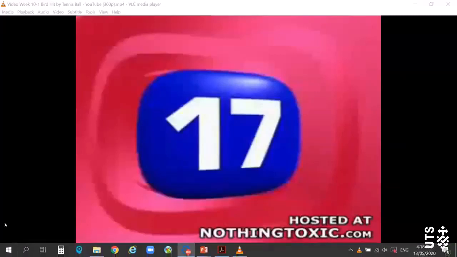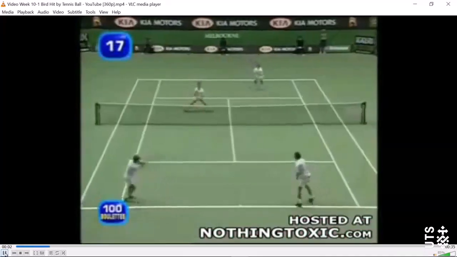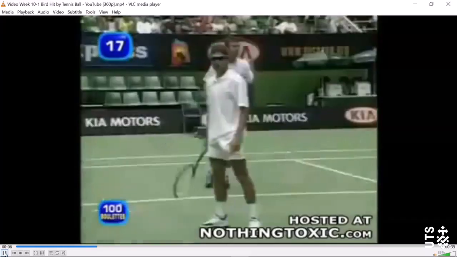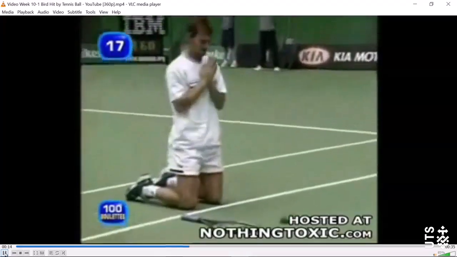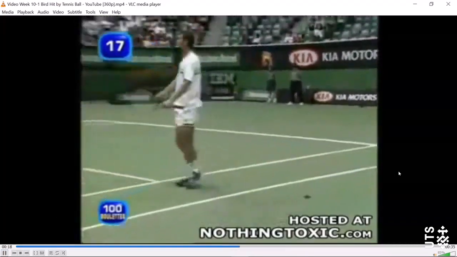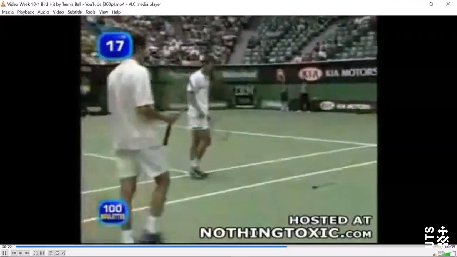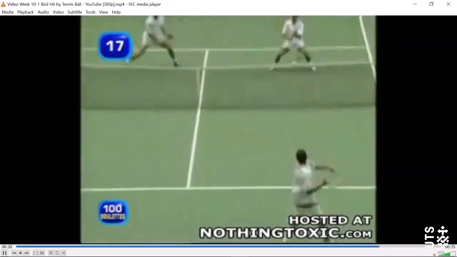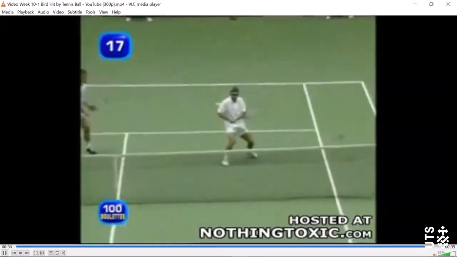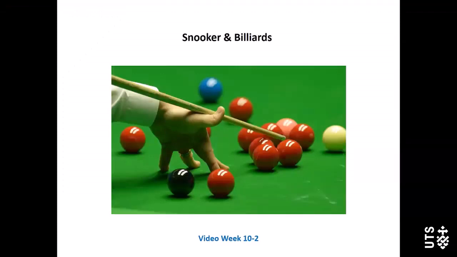Let's watch a video. The motion of the balls in snooker and billiards is a typical problem of impact and may be solved using impulse and momentum method.